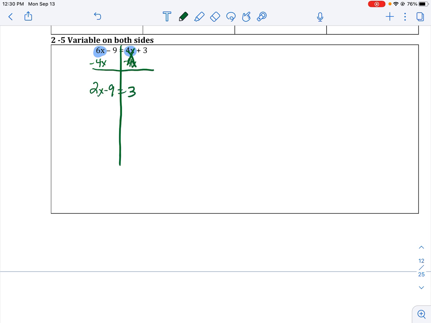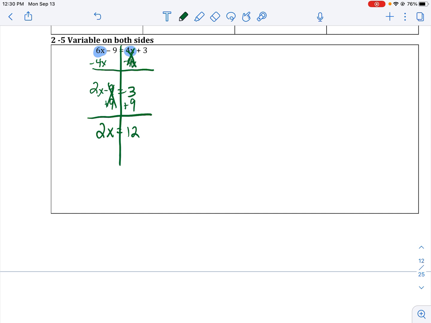Now we want the x to be all by itself, so you need to get rid of all the constants on that side. The constants are numbers without variables. So again, it's a minus 9, so I have to do the opposite, which is to add 9. The opposite of minus is plus. So I have gotten rid of all the constants on the left of my equal sign because I just have variables on the left, and now I just have constants on the right.